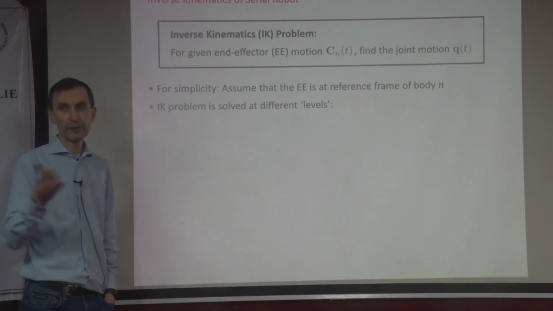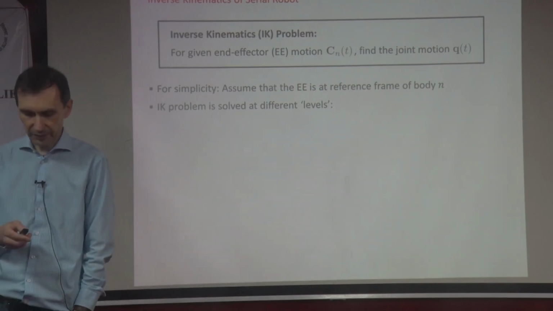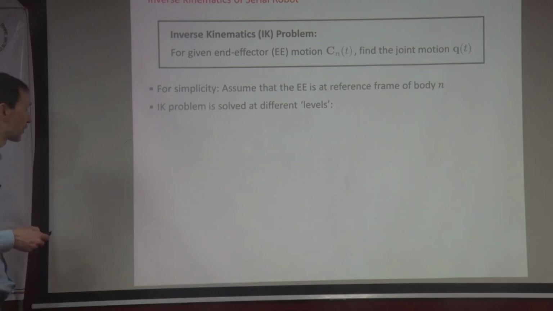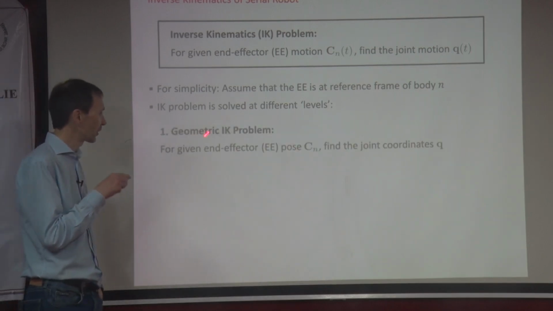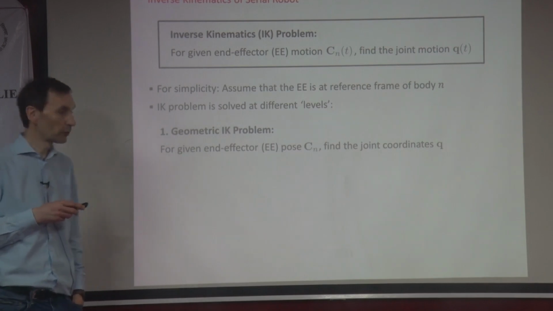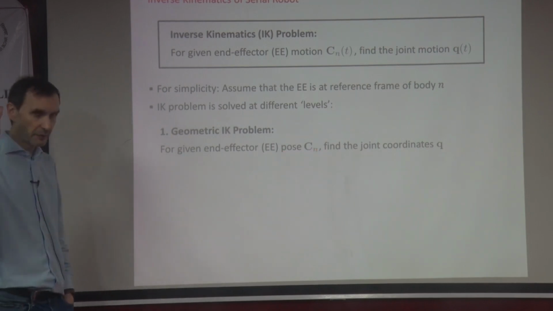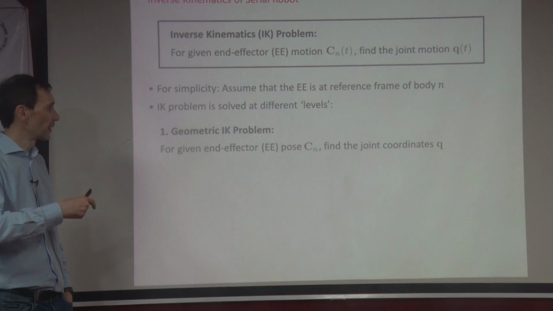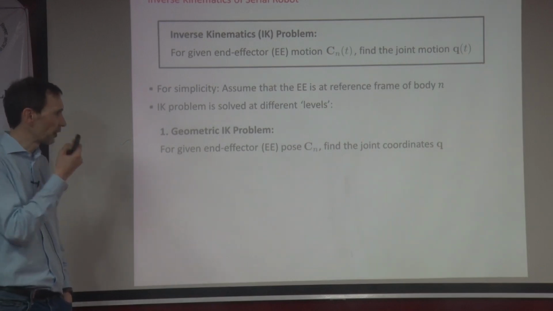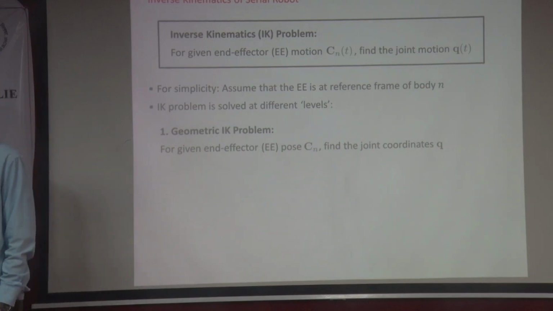As you already suggested, we have different levels, in the sense that we have the geometric inverse kinematic problem. For a given matrix H, for a given end effector pose, you would like to have the joint coordinate vector q.